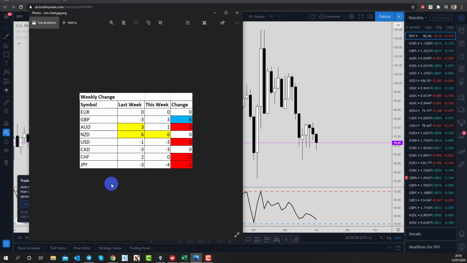Today we're going to go through the Forex market outlook. We're going to highlight those currencies of interest for the week ahead. We're going to go through our major currency pairs and then pick out a couple of different pairs that we can possibly take a look at.